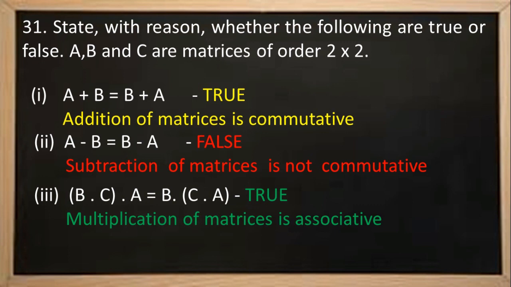In exercise 9C, question number 5, there was a question with the same condition, that is ABC is equal to BCA. We have already solved it. You can just refer to this: exercise 9C, question number 5. The question was given that A into B of C is equal to A of B into C. It was asked to verify. Already we have solved this. By that time also I have told you that multiplication of matrices is associative.